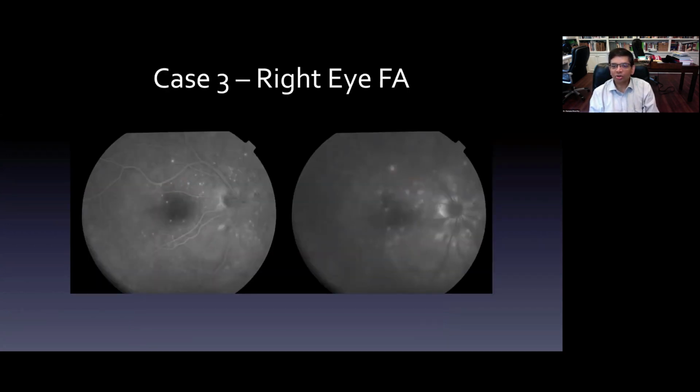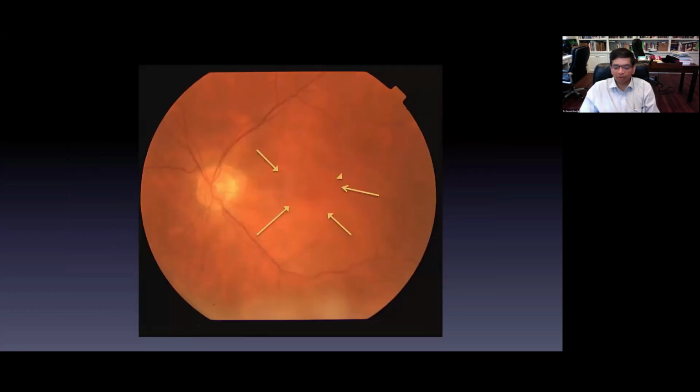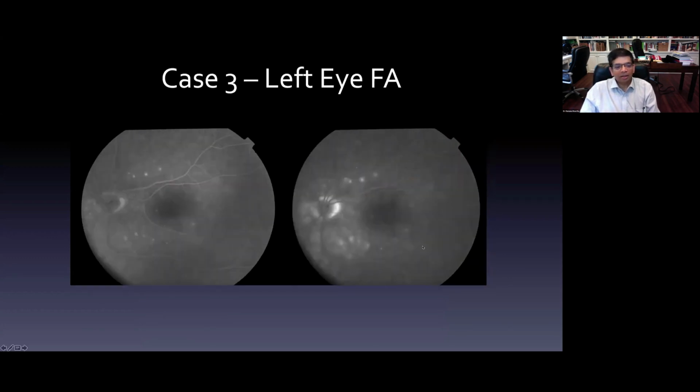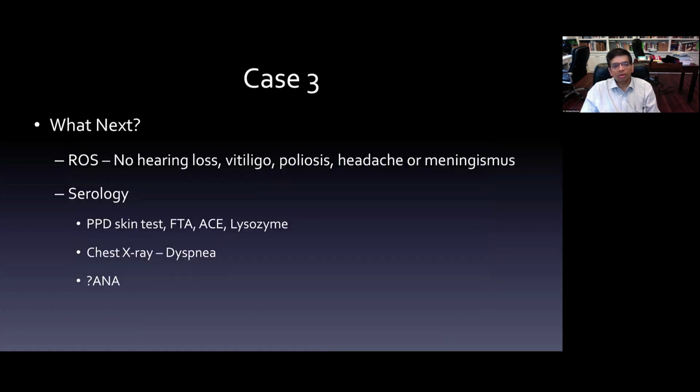It looked like VKH, but she didn't have tinnitus. She just had dyspnea. So she had multifocal choroidal inflammation. There's pooling in the late phases of the angiogram in the subretinal space that you see inferiorly, where that subretinal fluid was in the right eye. And in the left eye also, there's a little pooling in the perimacular region and inferiorly as well, with this very starry skies pattern. So this is a multifocal choroidal inflammatory process. And so this dyspnea concerned me. So we got a chest film, but she had no hearing loss, vitiligo, poliosis, headache, or meningismus.